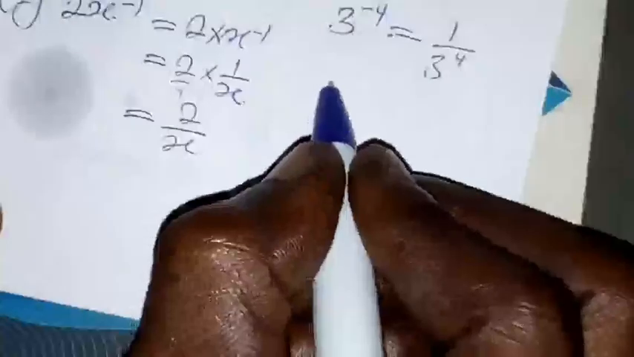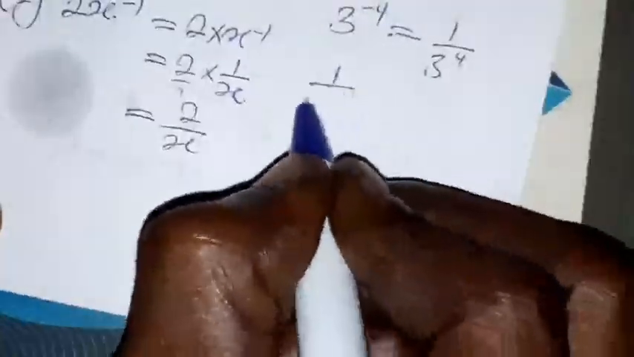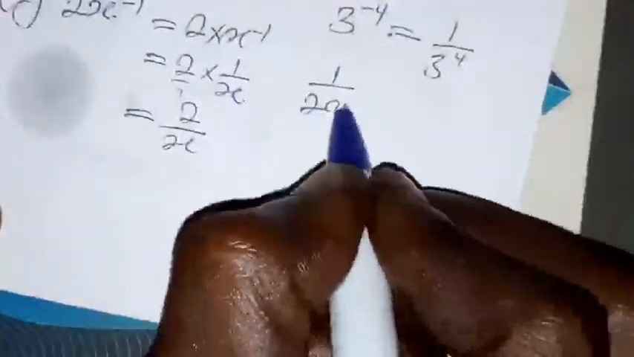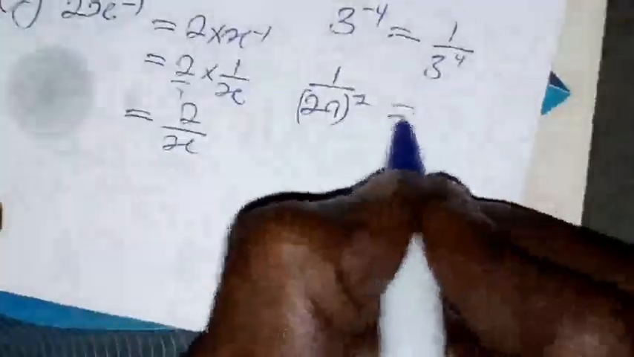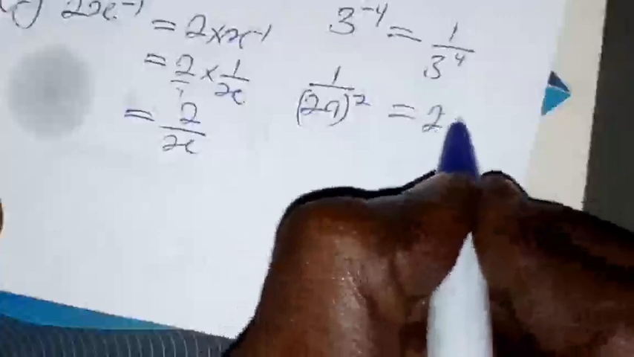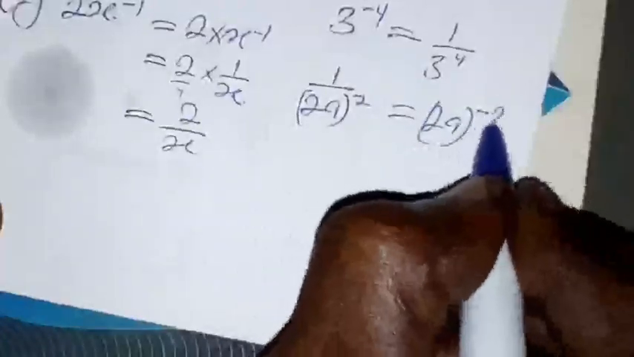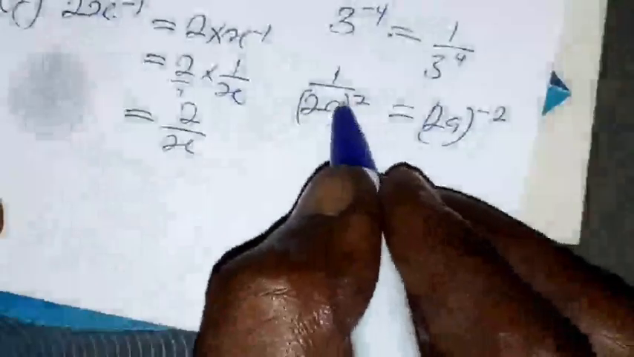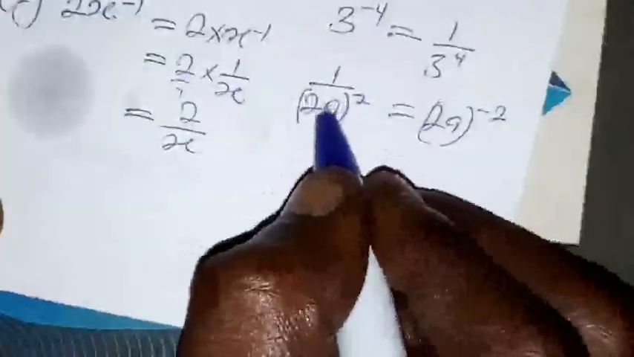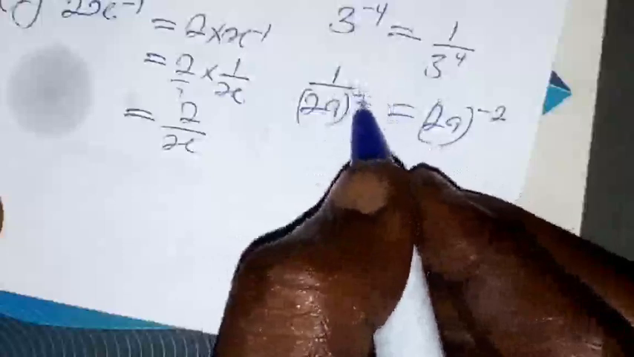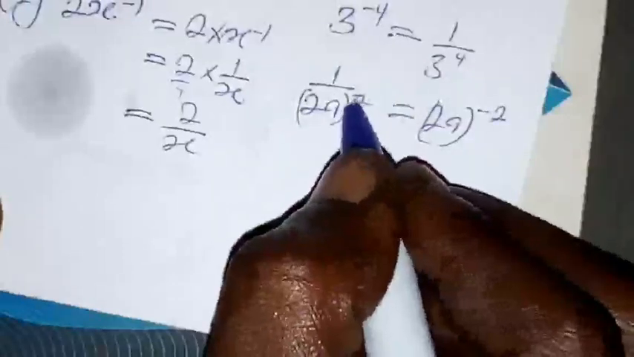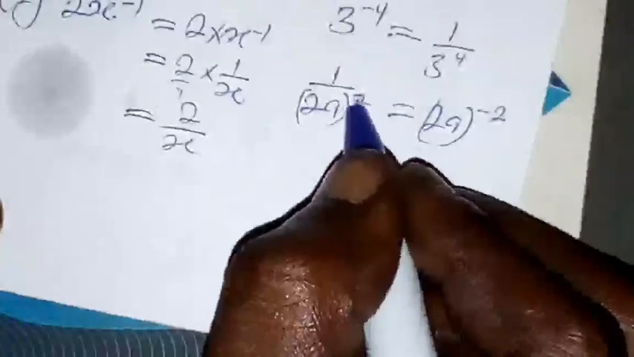And also if I have, let's say, 1 over 2a, all of them power of 2, we can express this as 2a, all of them power of minus 2. Meaning that whenever we have something as denominator, when we want to take it off or to take the reciprocal of the number, we just put minus to the power.